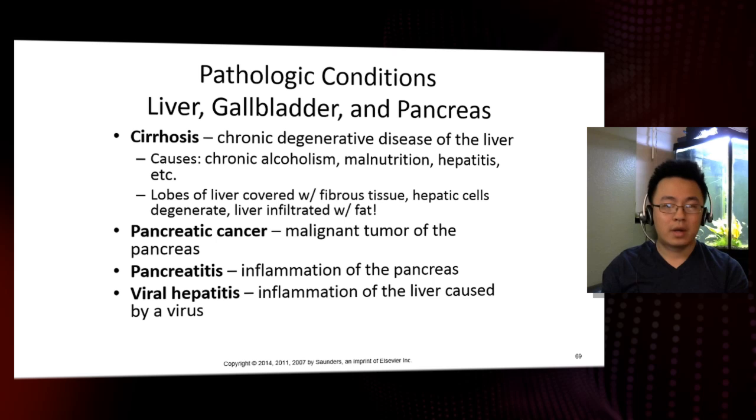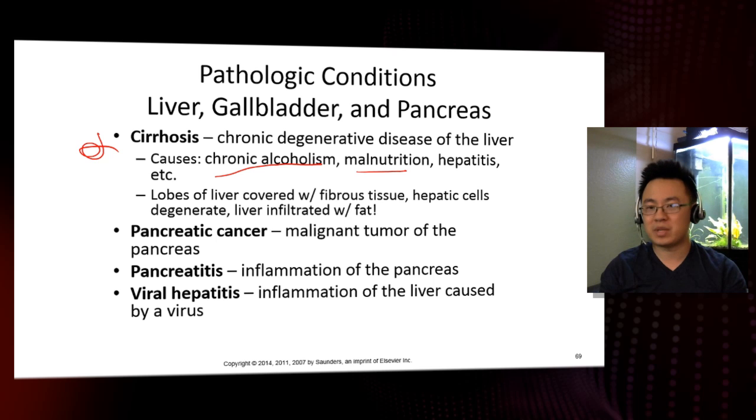Next up, we have cirrhosis, which is a chronic degenerative disease of the liver, and the cause here is chronic alcoholism. As you can see, alcohol is again a carcinogenic toxin. Cirrhosis results from malnutrition, hepatitis, and a lot of other conditions. Also, lobes of the liver are covered with a fibrous tissue, hepatic cells degenerate, and the liver is infiltrated with fats. So a pretty serious condition there.